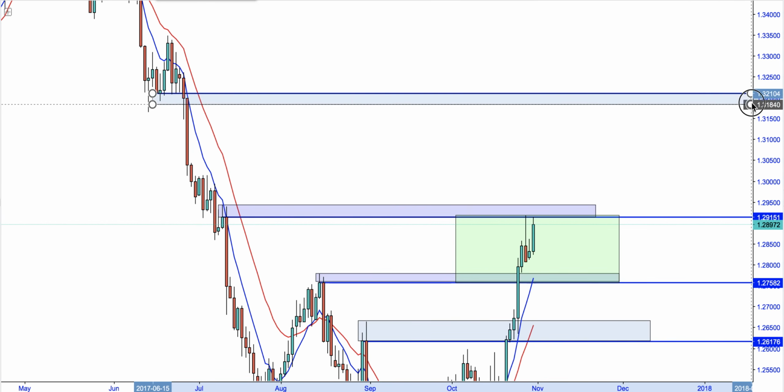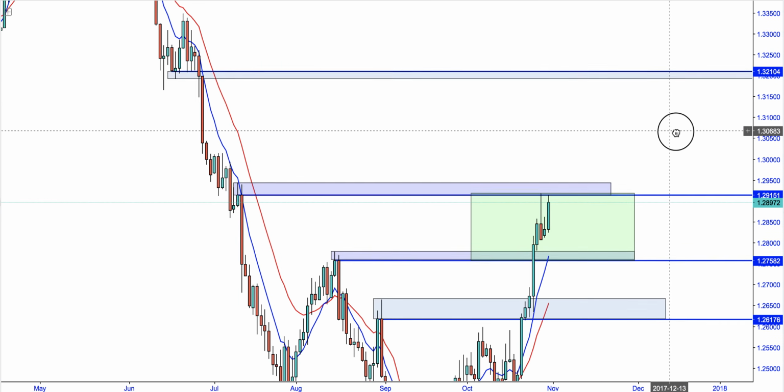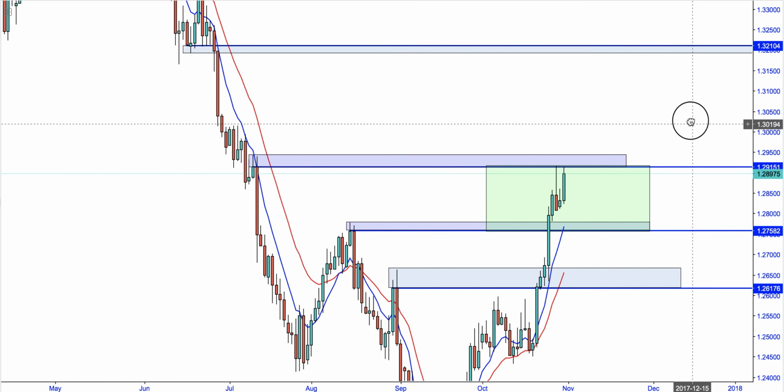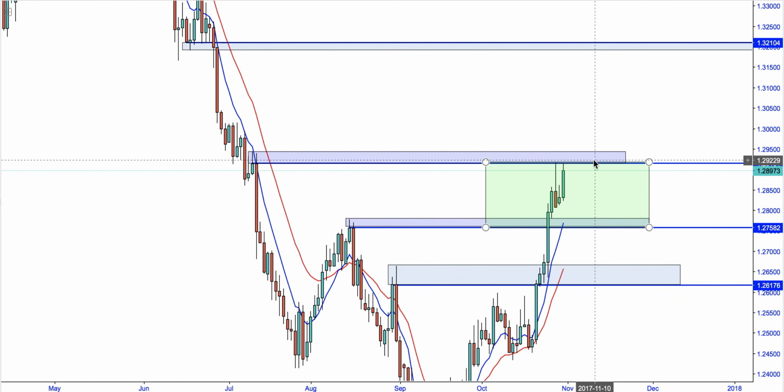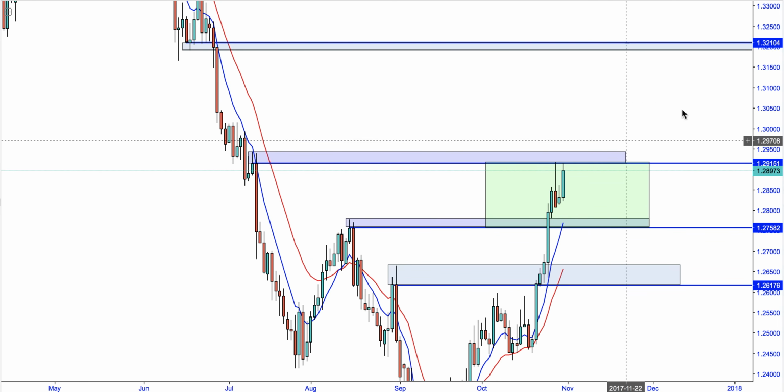So something like that, 1.3210. It could be a great potential for dollar to obviously strengthen and go in that direction. However, there's other things that we need to consider.